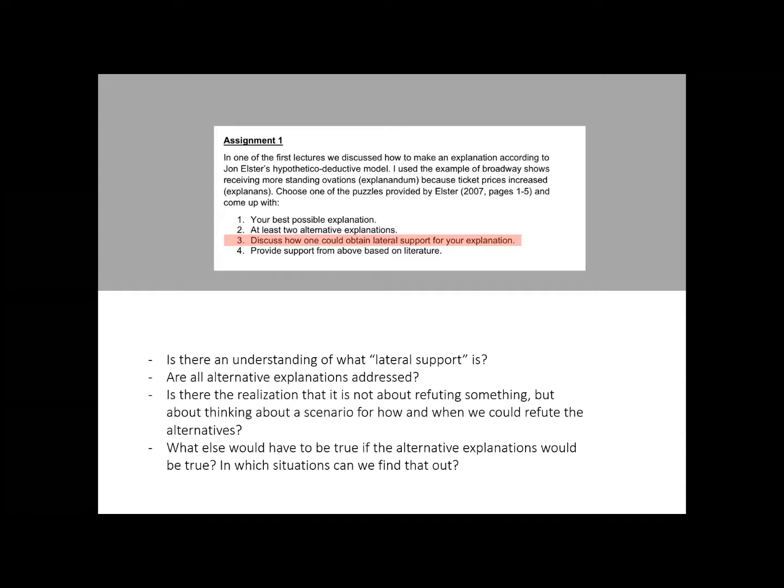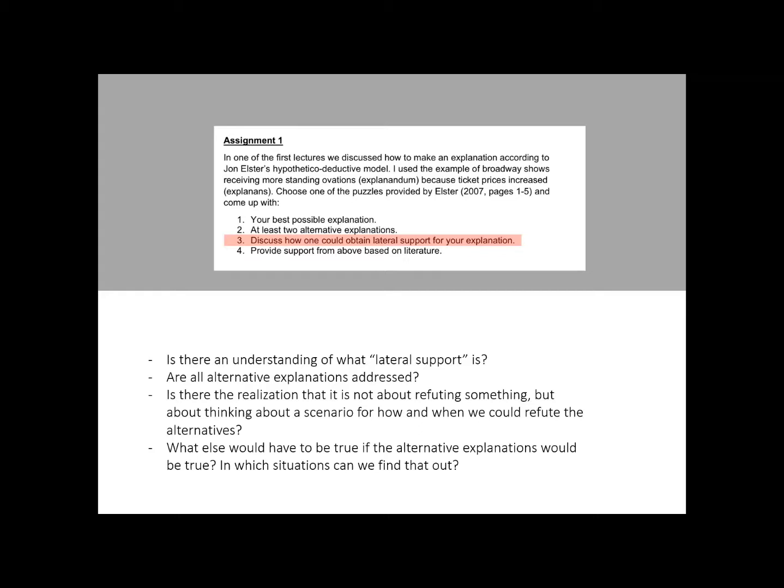Support from the side that shows how one could obtain lateral support. So I'm not asking you to provide lateral support. I'm asking you about how you could provide lateral support. And that means, how could you essentially disprove your alternative explanations? How could we find out that it's not the alternative explanations? In which circumstances, or what would we have to look for to gain confidence in the fact that it's not the alternative explanation that explains the puzzle?